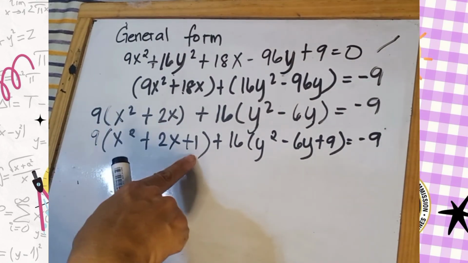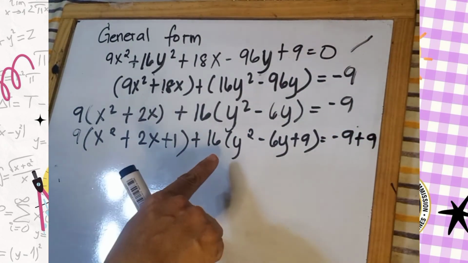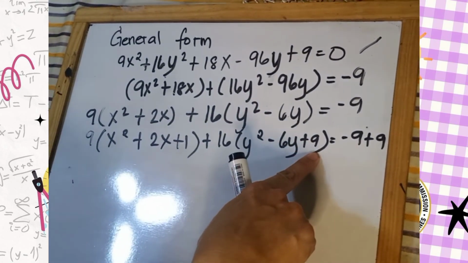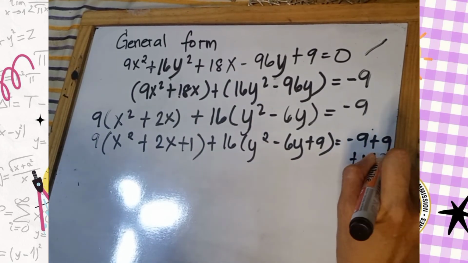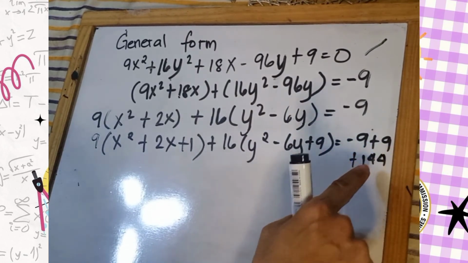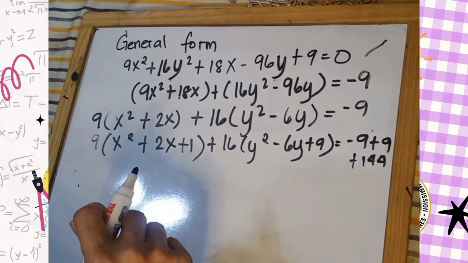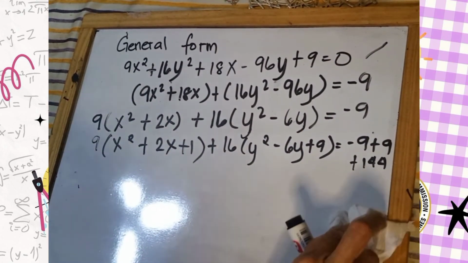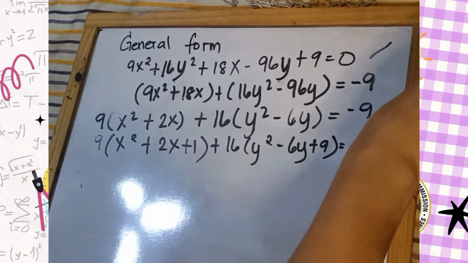Okay, so dahil nagdagdag tayo dito ng 1, we will going to multiply yung constant natin ng 9 times 1. So that is positive 9. And then, dito sa kabilang group, 16 times positive 9. So that is plus 144. So negative 9 plus 9, that is 0. Plus 144, that is equals to 144. So, let's just rewrite this one. Burahin ko na lang siya ha. And then, let's just rewrite 144.